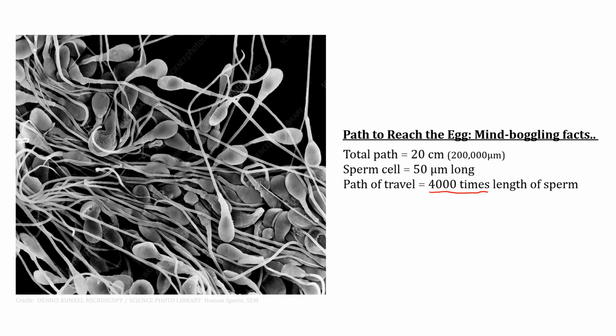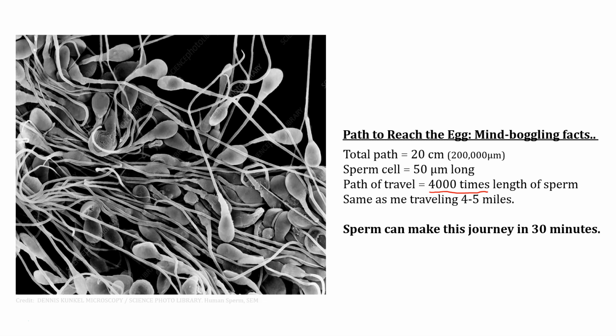If we were to apply that to me, I'm about 6 feet tall, so 4,000 times 6 is about 24,000 feet, which ends up being about 4 to 5 miles. So a sperm fertilizing an egg is the equivalent of me walking 4 to 5 miles. A sperm can make this journey in about 30 minutes. The fastest swimming sperm can make that journey in 30 minutes.